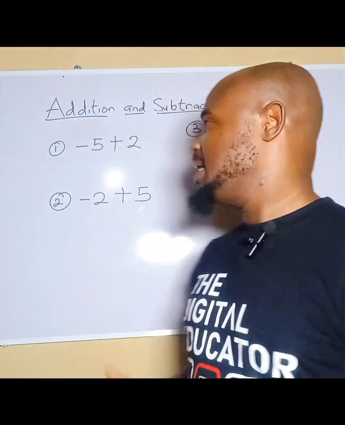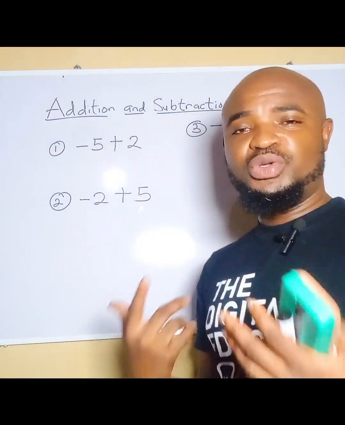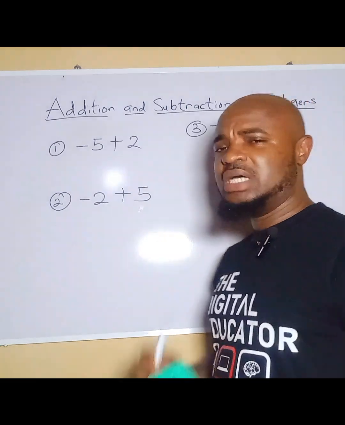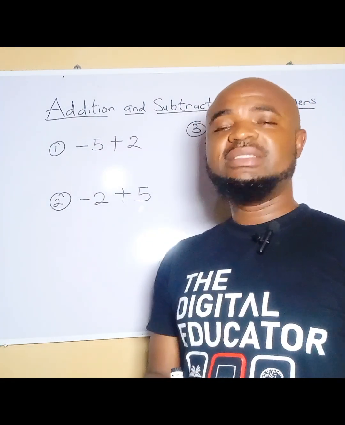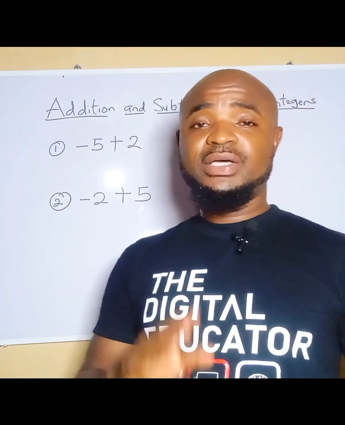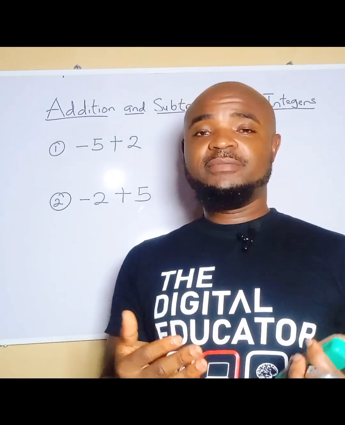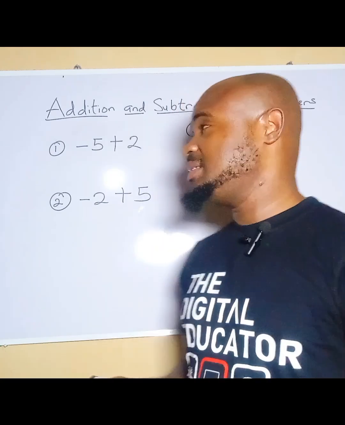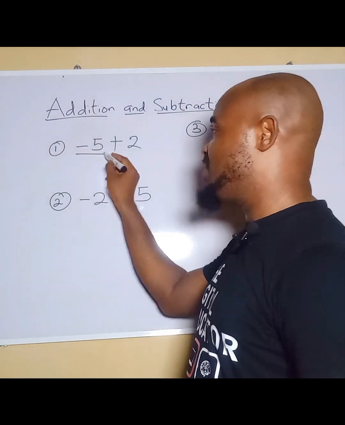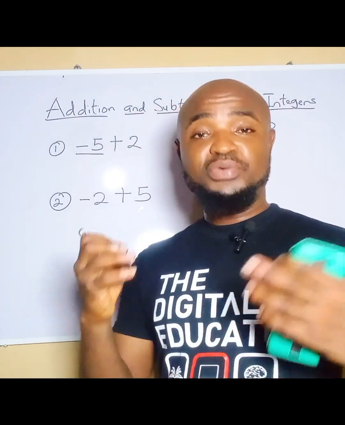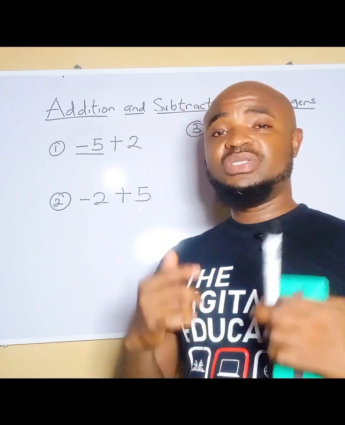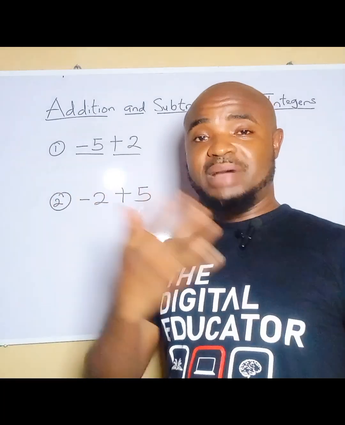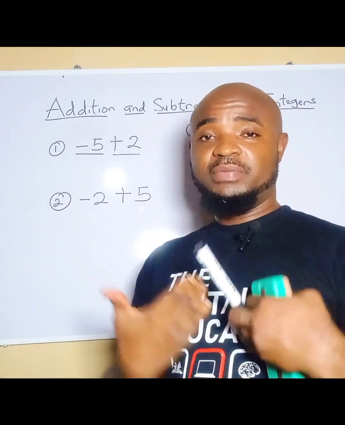Now, I have these questions that I'm going to be using in explaining this particular concept. The first one is minus 5 plus 2. The first thing I want you to note is that anytime you see a negative sign attached to a number, take it as if you are owing, that is, you have borrowed an amount of money. So, I will personalize it now. Minus 5 means I borrowed 5 naira. And anytime you say plus, it means you have the money with you. The minus means you borrowed, the plus means you have the money with you.